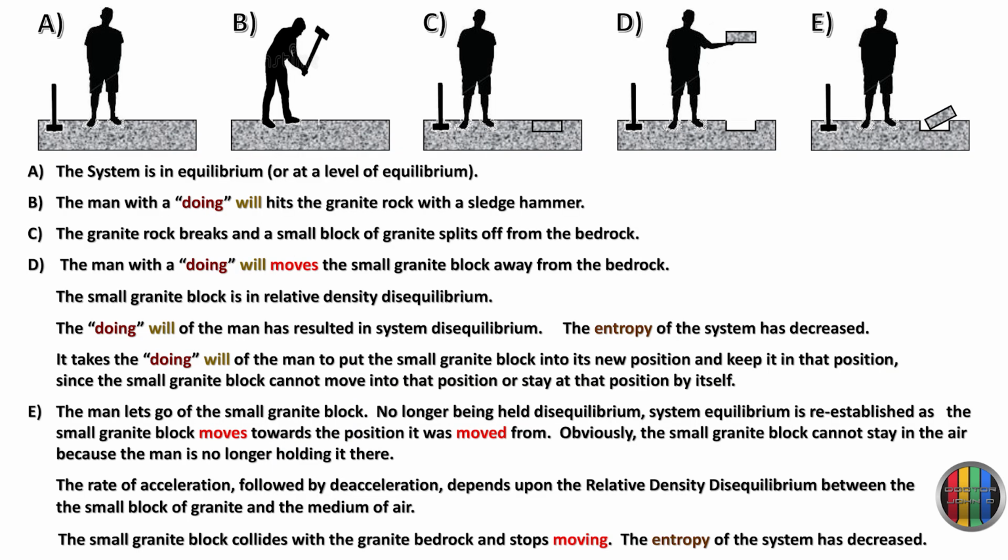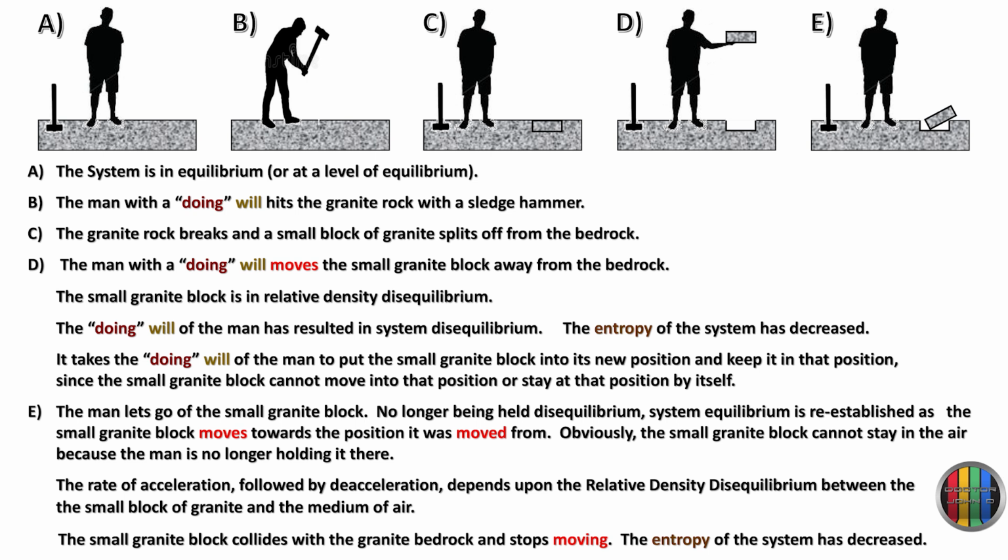A. The system is in equilibrium or at a level of equilibrium. B. The man with the doing will hits the granite rock with a sledgehammer. C. The granite rock breaks and a small block of granite splits off from the bedrock. D. The man with the doing will moves the small granite block away from the bedrock.